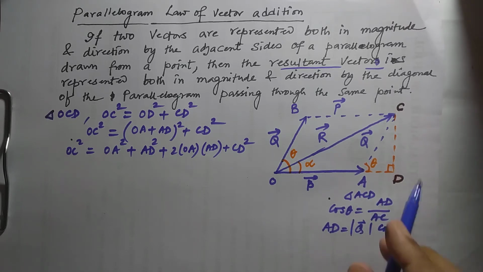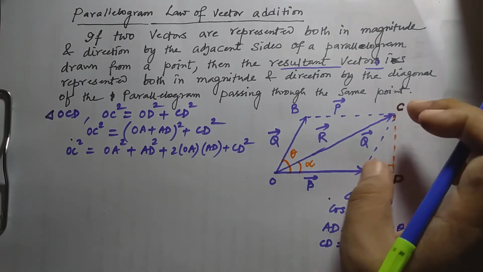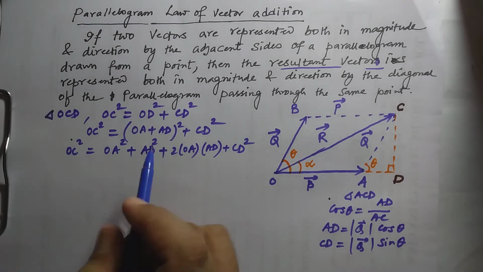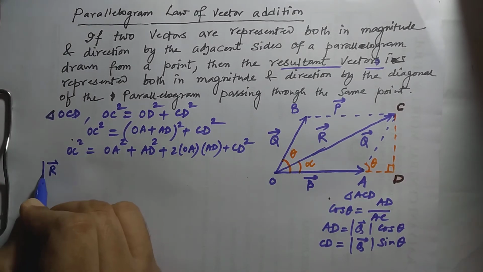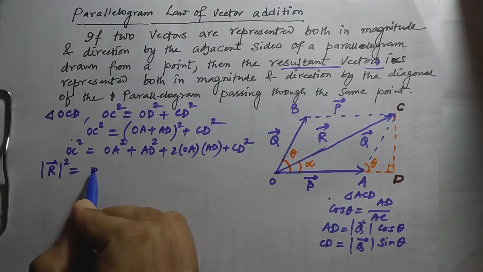So AD you found. Similarly, CD is equal to how much? Q vector mod sin theta. Why? Because sin theta is equal to perpendicular by hypotenuse. So this thing you have to use here. OC is equal to R vector mod. OA means what? P vector mod.